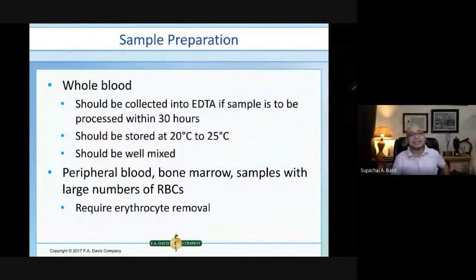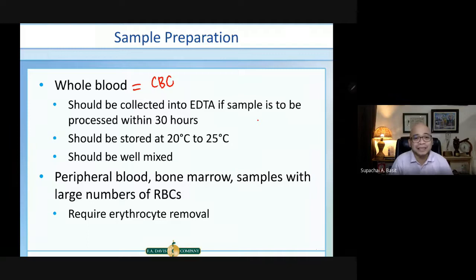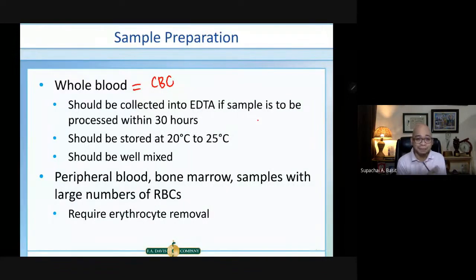So what kind of samples do we study? We can actually study whole blood, particularly if you're drawing the blood intended for CBC. So it should be collected into an EDTA tube. The sample is to be processed within 30 minutes or 30 hours. Okay, it should be stored at room temperature and should be well mixed. Take note not to utilize a hemolyzed sample.